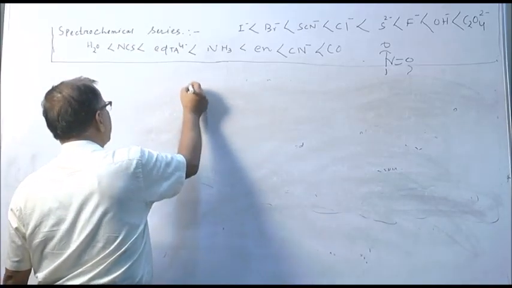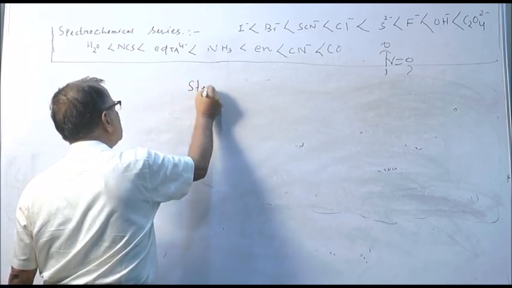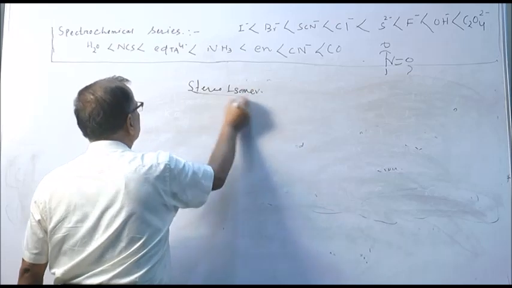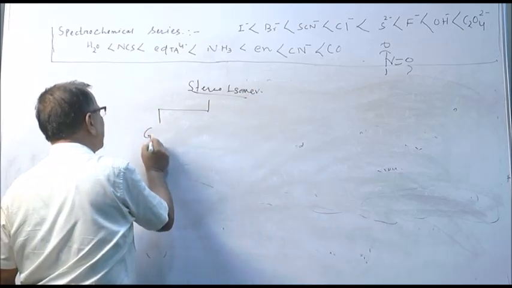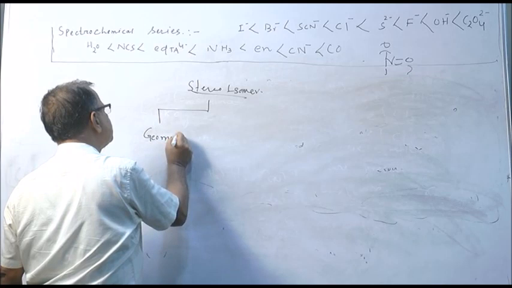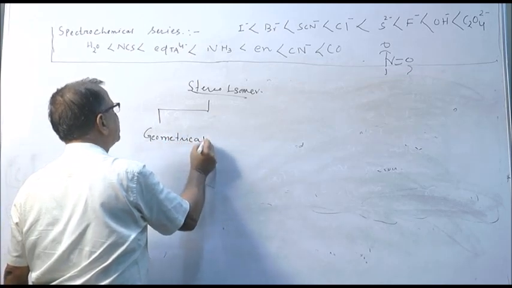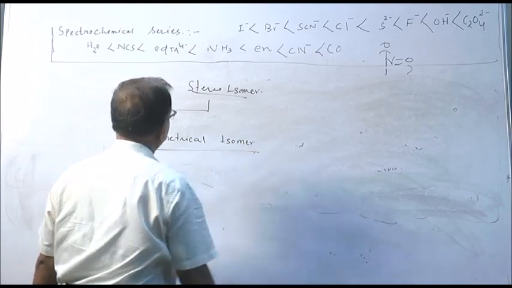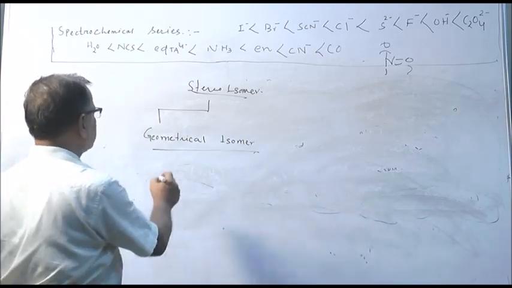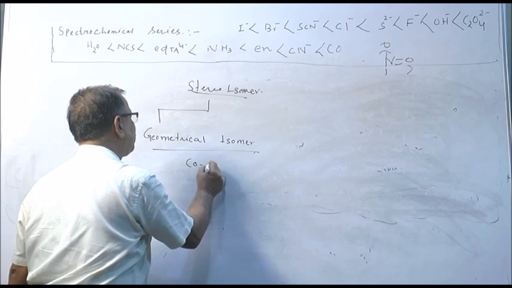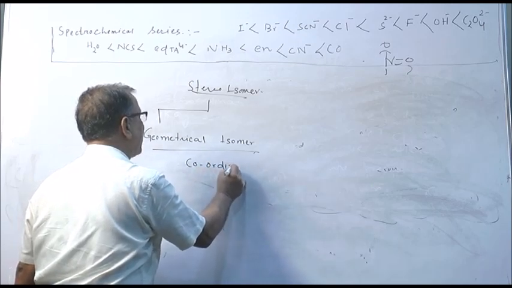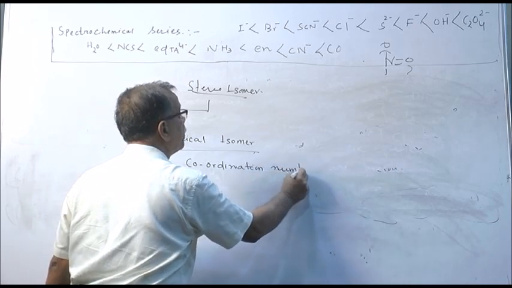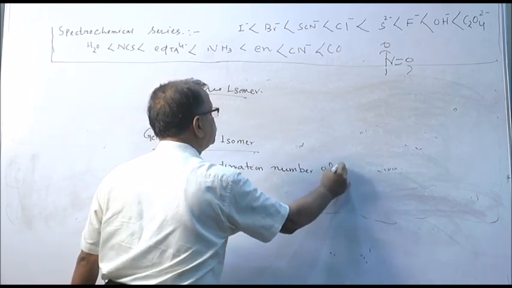Now stereoisomer. Go to geometrical isomer, the first one. I will discuss geometrical isomerism in coordination number 4 and coordination number 6. Let us discuss geometrical isomers of coordination number 4.